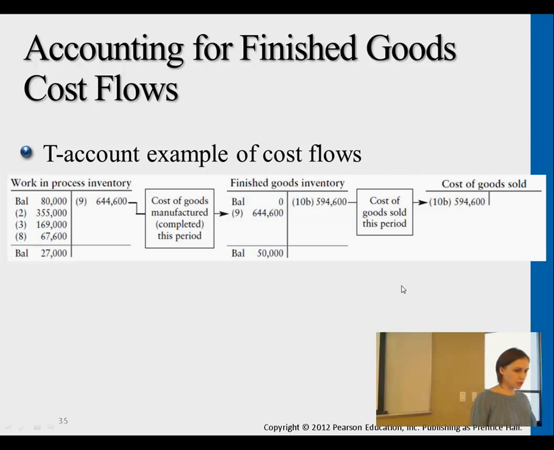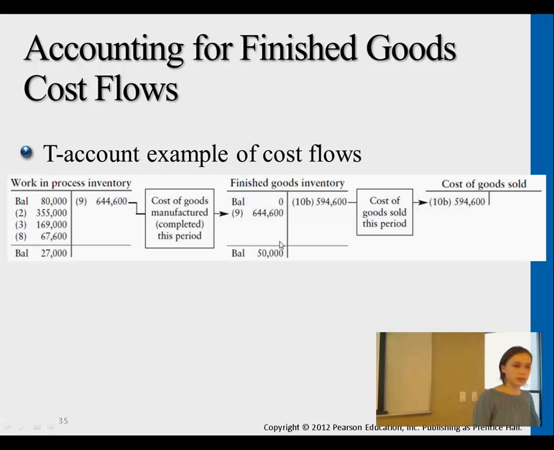So once the job is completed, the amount is transferred to work in process, right? So we're right here. Now when the job is completed, we're going from work in process to finished goods inventory, and when the job is sold, we transfer that cost to cost of goods sold. Okay.